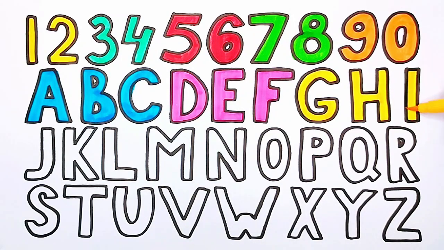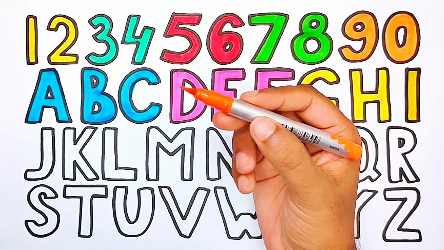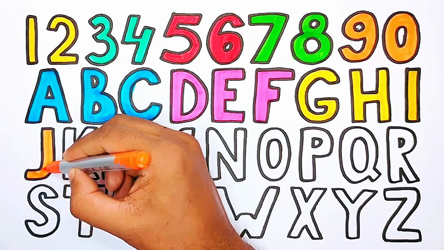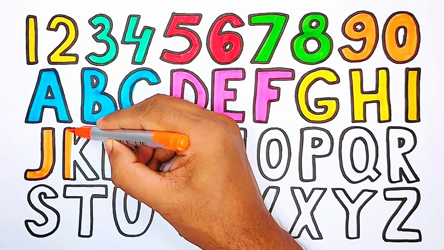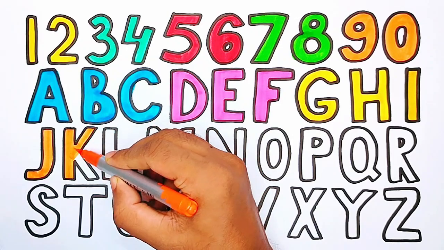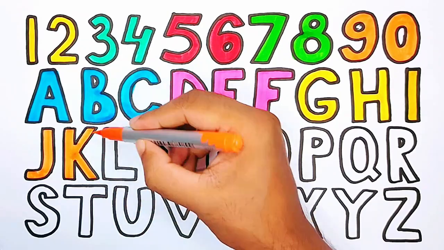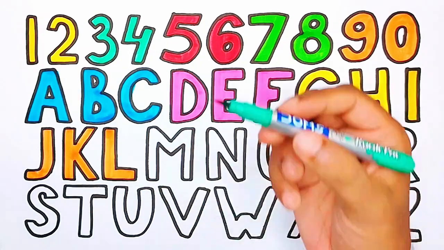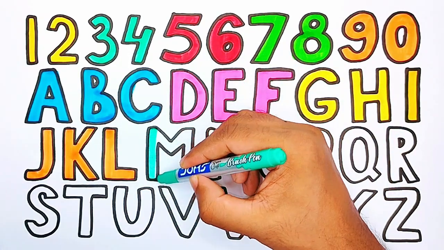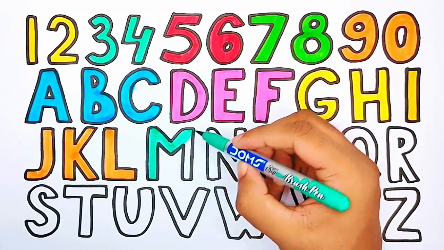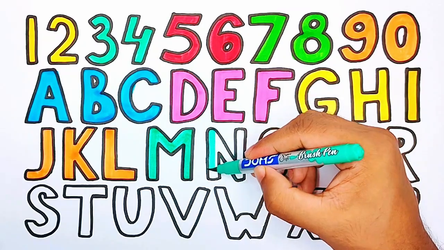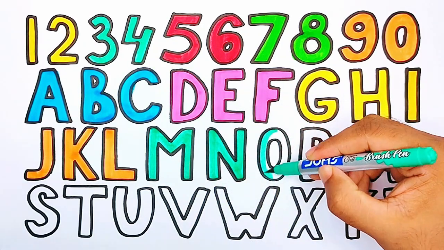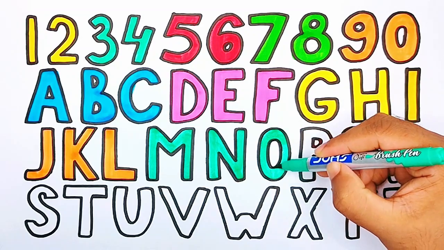I for injection. Orange color. J for jackfruit. K for kangaroo. L for ladybug. Sea green color. M for marker. N for necklace.